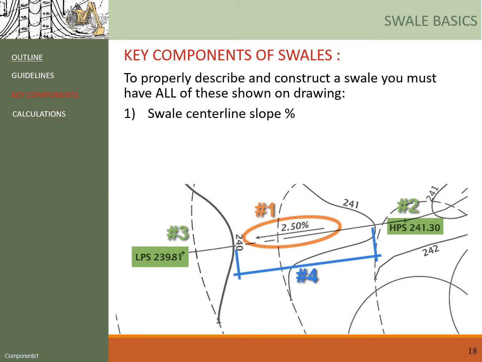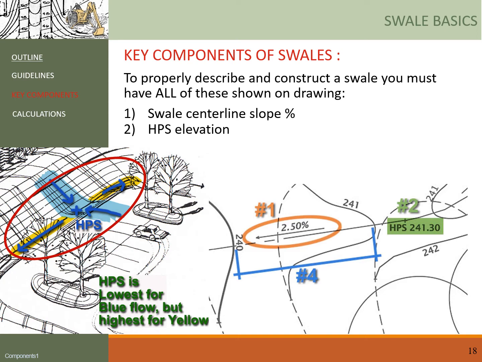Second, the high point of the swell. This is the highest point along the swell center line and occurs at the intersection of two axes of the saddle. If you remember this figure from the previous slide, the HPS is the lowest point for the blue flow, but the highest point for the yellow flow.